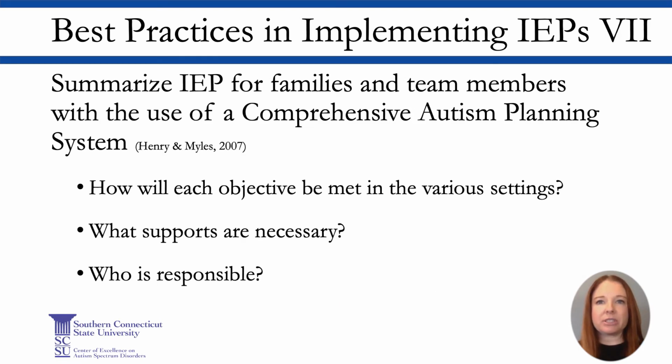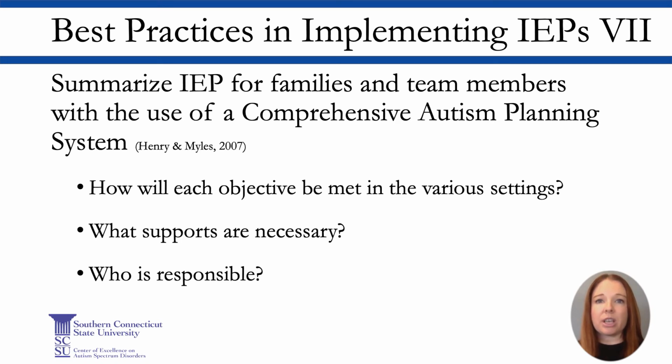The last step is to summarize the components of the IEP for all team members, including families. Remember, I said the IEP is a legal document, and some parts of the IEP may be confusing for parents or other team members who don't have a background in special education. Using something like a comprehensive autism planning system developed by Henry and Miles can help translate a legal document of the IEP into what these services, goals, and strategies look like in the day of a student with autism.